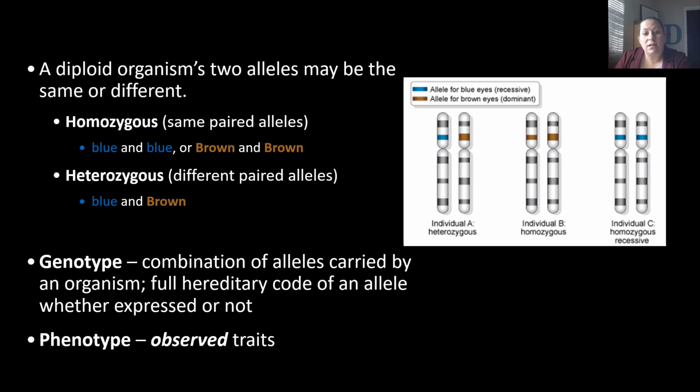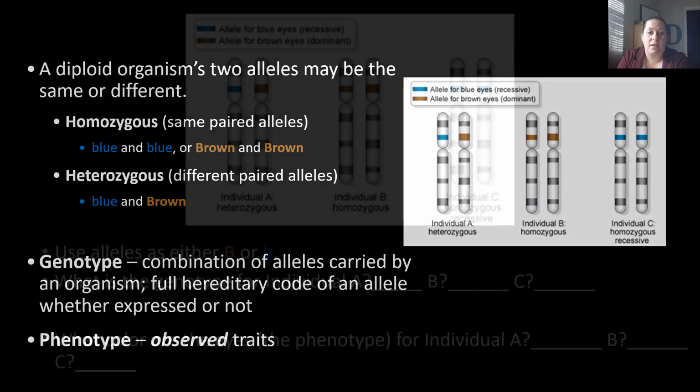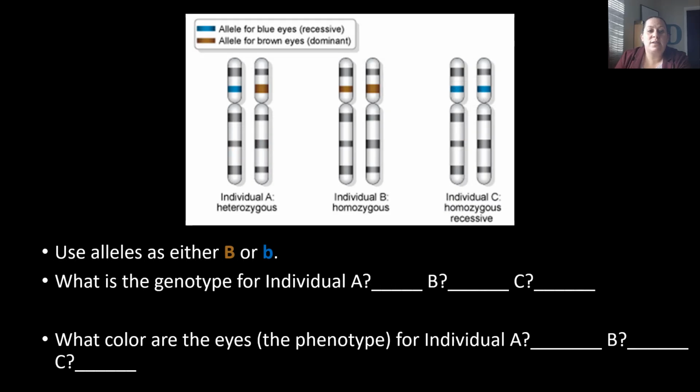Now, the genotype is the combination of alleles carried by an organism, so the full hereditary code of the alleles, whether expressed or not. But remember, the phenotype is the observed trait. So we'd say, oh, they have brown eyes or they have blue eyes. Okay. So we're going to use the alleles as either big B or little b.